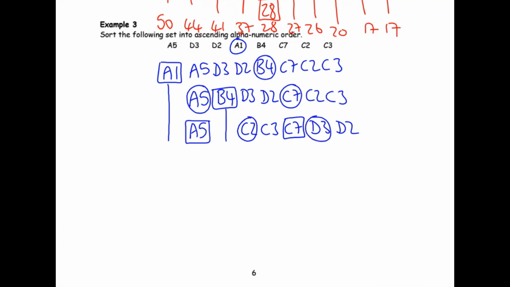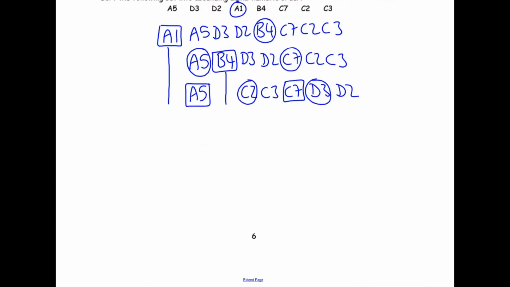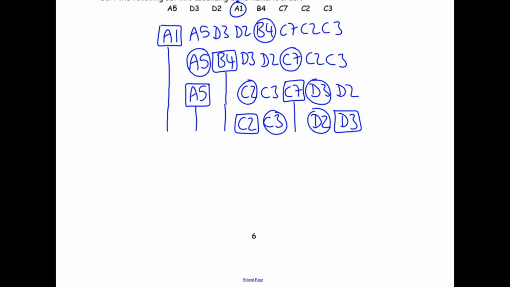I've got 2 sublists of 2, so choose the left of each of those to be your pivots, so C2 and D3. For the C2, C3, C3 should come after C2, so C2 is fixed now, and C3 is here. For this list, D2 should come before D3, so I'll put D2 first, then D3 is fixed. Finally, choose these 2 as pivots, and then they are locked in the correct place.